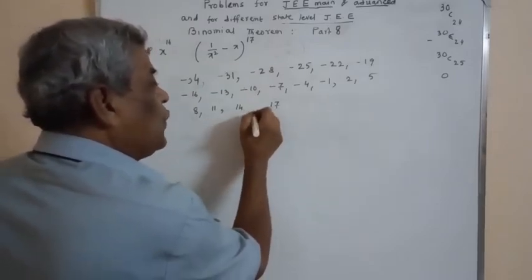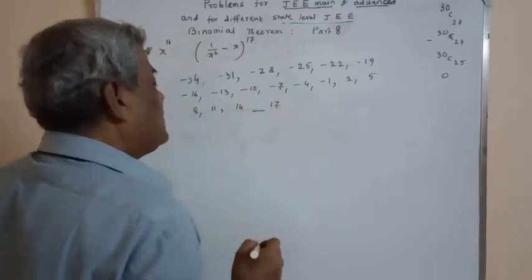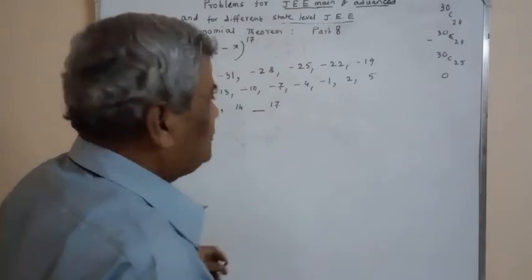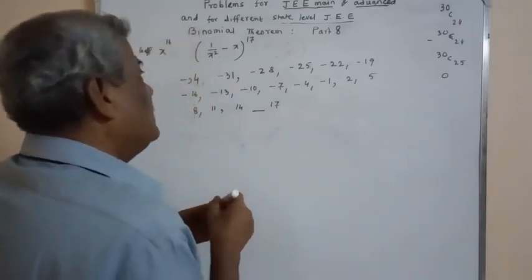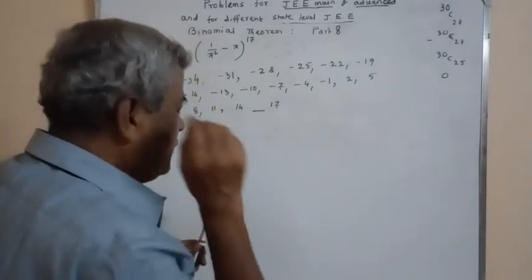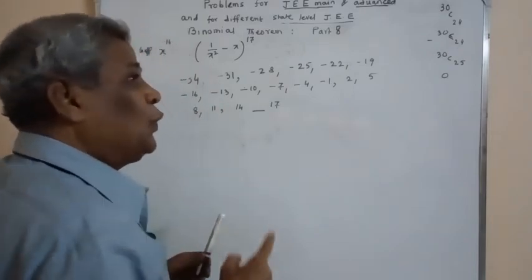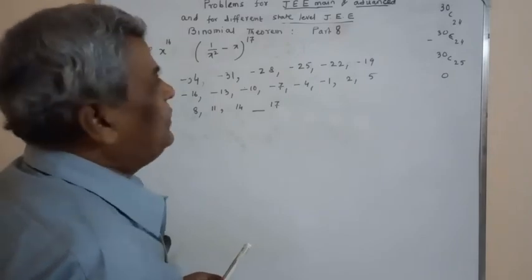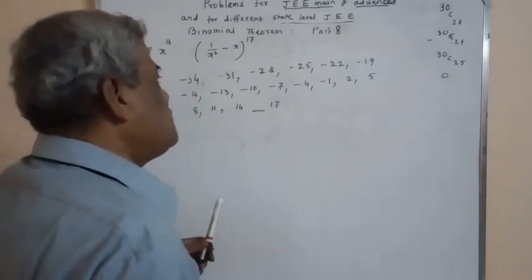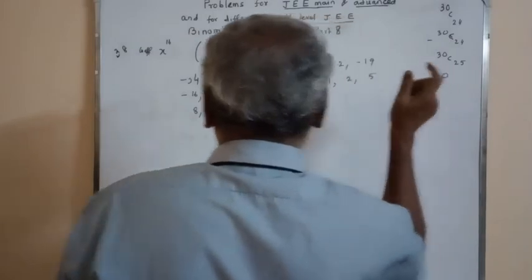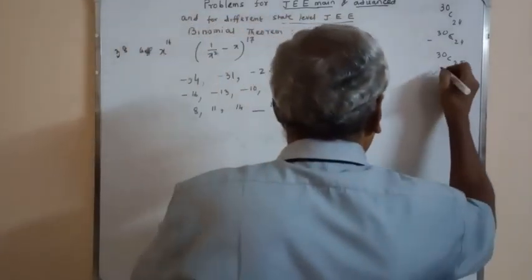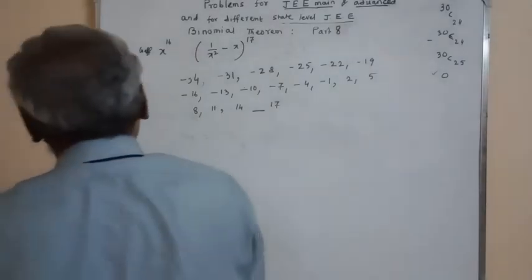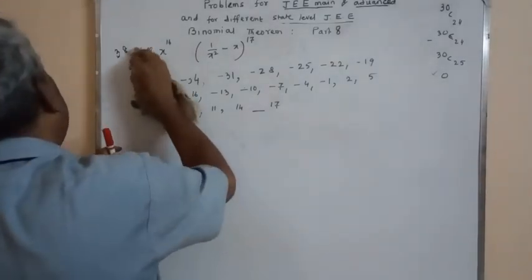So there is no power of x to the power 16. No term has x to the power 16. So the coefficient of x to the power 16 is 0, because there is no such term containing x to the power 16. So 0 is our answer. Then 39.